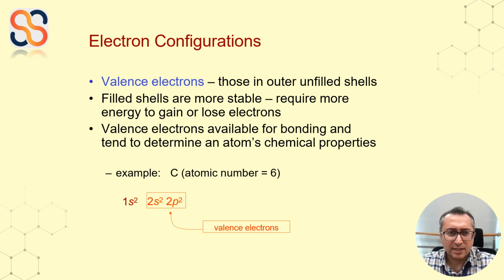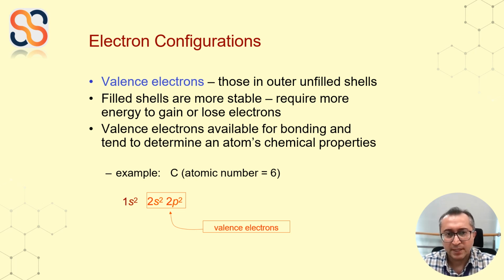Let's go back to electron configuration again, but this time focusing on valence electrons, which are the electrons in the outer unfilled shells of an atom. These electrons are super important because they are the ones involved in bonding between atoms and largely determine the chemical properties of an element. So, what do we mean by valence electrons?